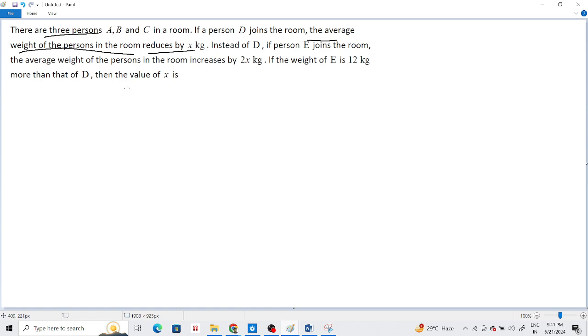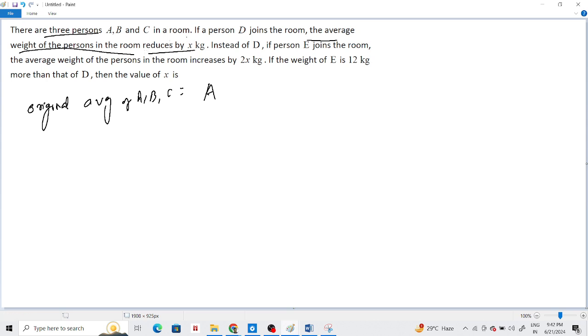We can take that as x. 3x minus x. Original average is not given, right? Okay. So we can take one more variable. Okay. So what we can do is that, say, original average of ABC is, say, A.